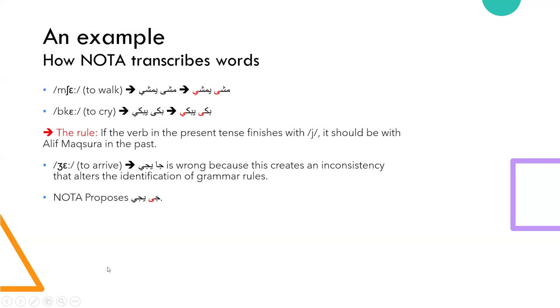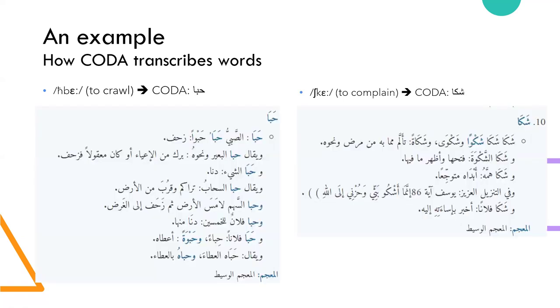I know this is quite surprising and quite shocking, but I have another example that is more straightforward and can convince you of this fact. We have here two verbs: haba, to crawl, in Tunisian, and shaka, to complain, in Modern Standard Arabic, shka in Tunisian. We see that in Mu'jam al-Wasit, the standard dictionary for Modern Standard Arabic, they are both written with an alif at the end.